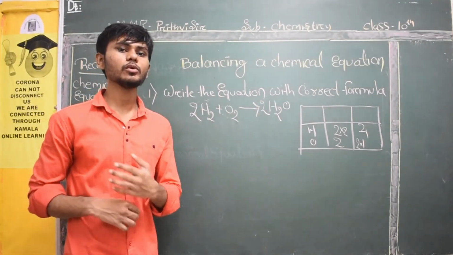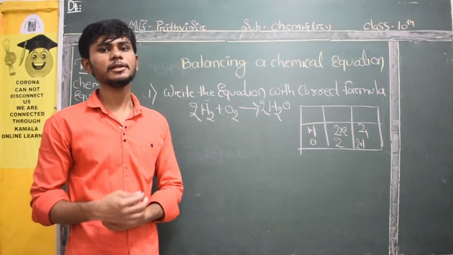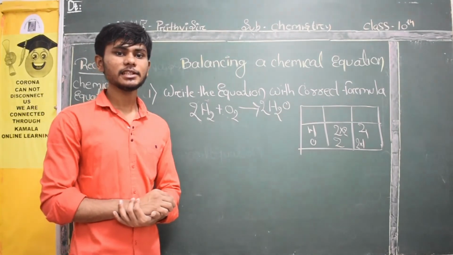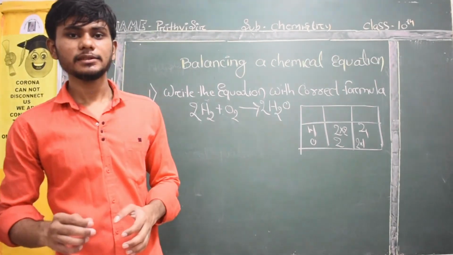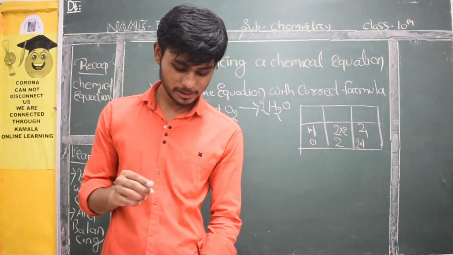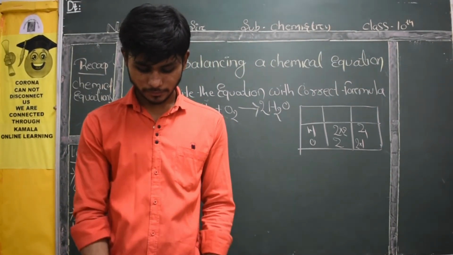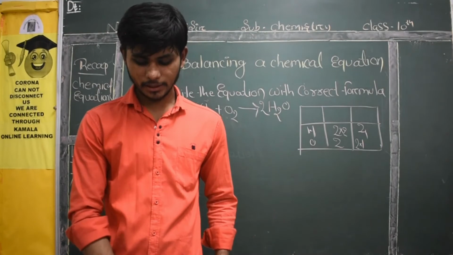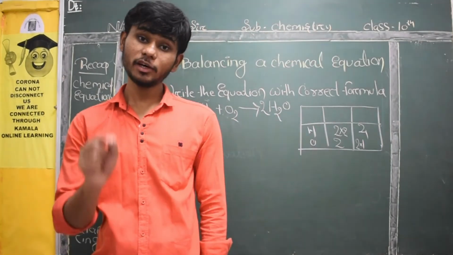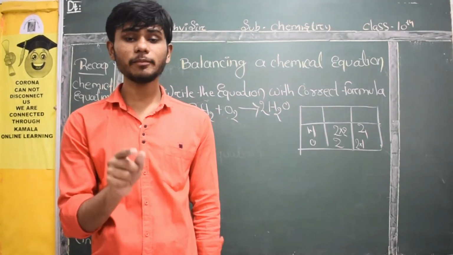Next I will teach you 2 or 3 examples. In those examples you will be very much clear. Until then, students, please go through page number 23 and page number 24, balancing chemical equation, and write down all the steps involved in it. It is very important for you all.